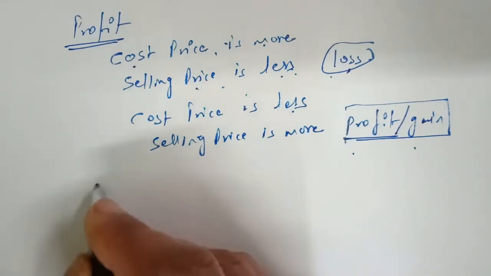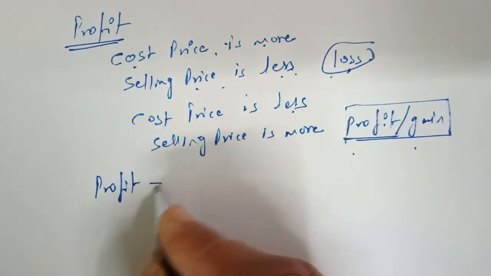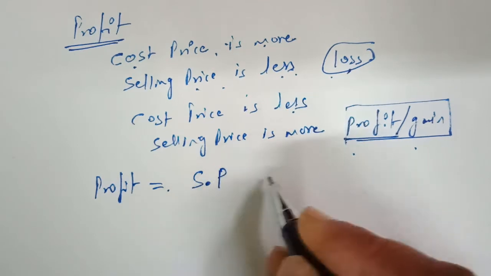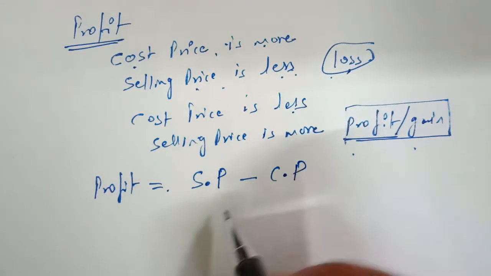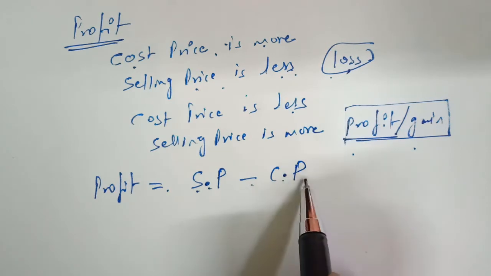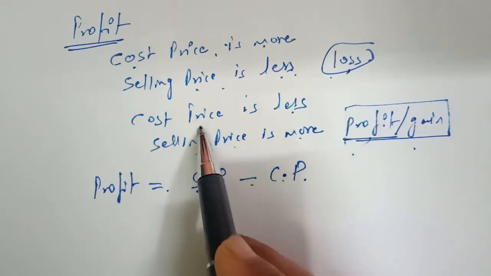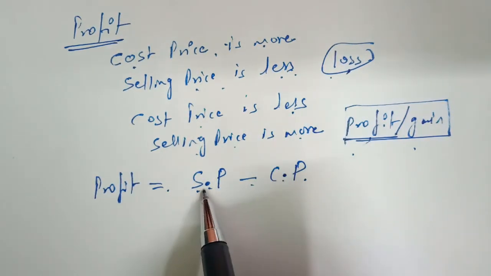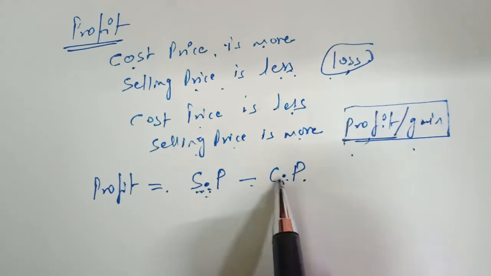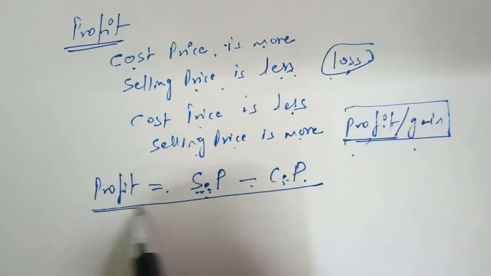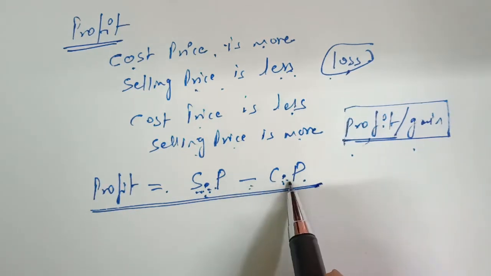In profit, whenever you have to find the amount of profit, then profit will be calculated by subtracting cost price from selling price. Selling price minus cost price. As in case of profit, selling price is more and cost price is less, so we are going to subtract cost price from selling price. It means we put selling price at the first place and cost price at the second place, because we subtract the smaller amount from the bigger one. So for finding the profit you have to use this formula: profit equals selling price minus cost price.